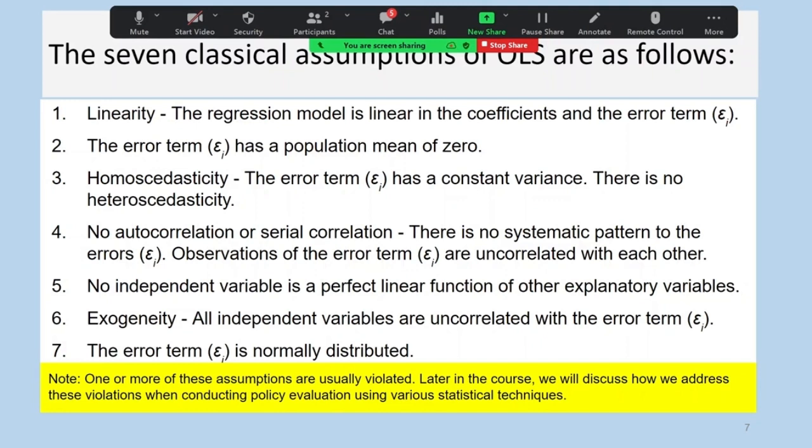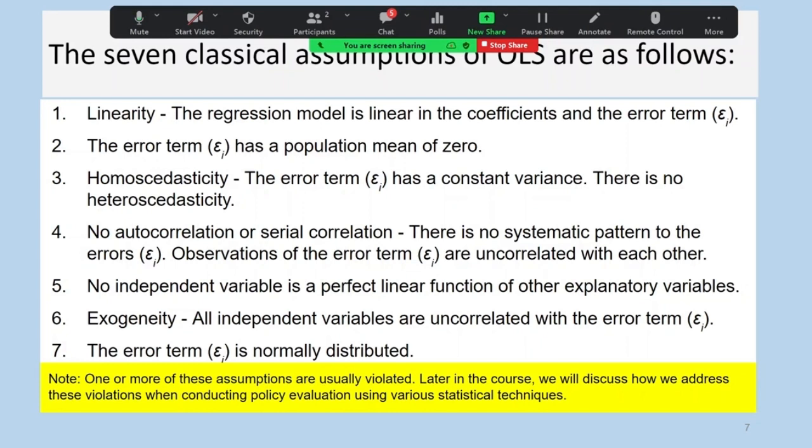This last one: the error term is normally distributed. That's the one that gets violated. This is usually violated, and this is not a really big deal, okay? Actually, as I've stated in the note here, one or more of these assumptions are usually violated. And later on, we'll discuss how we address these violations when conducting policy evaluation using the statistical techniques that you'll be learning, okay?